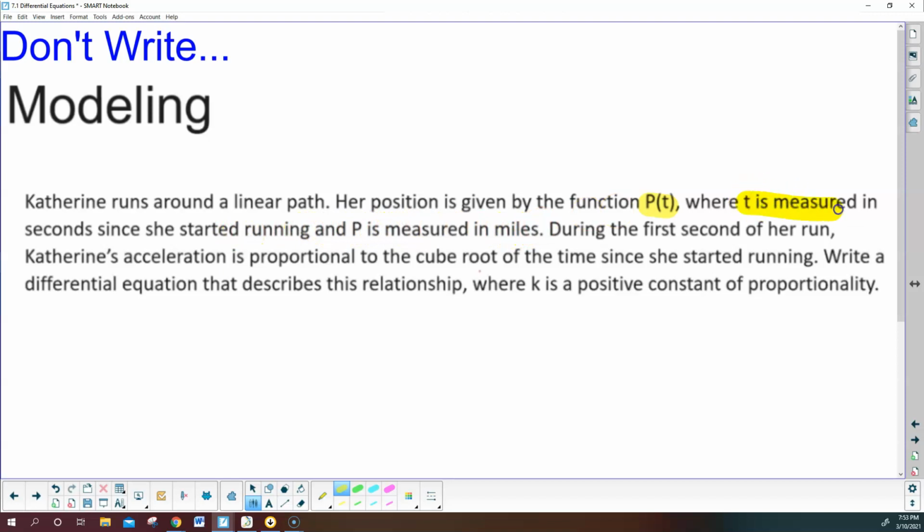So we know a couple of things, right? We know t is measured in seconds, and then we know that she's running in miles. So I'm thinking right away, if I know a rate, that would be miles per second. During the first second of her run, Catherine's acceleration, so okay, there's something that's interesting. Acceleration is proportional to the cube root of the time. So we got to talk about a couple of things here.